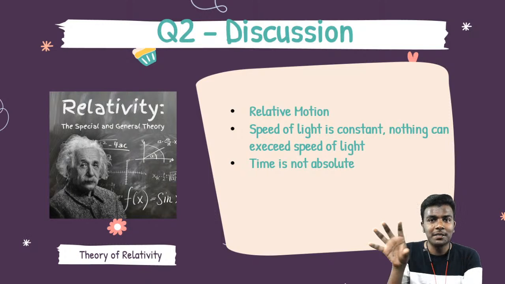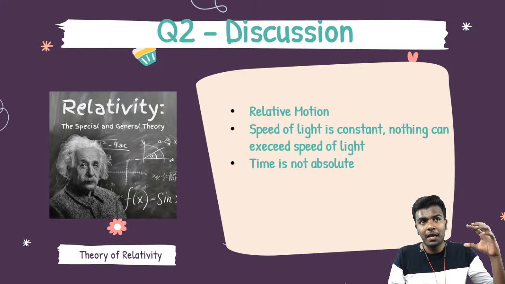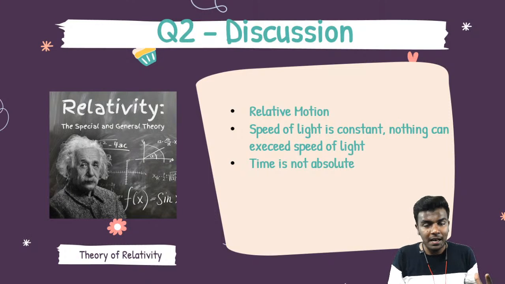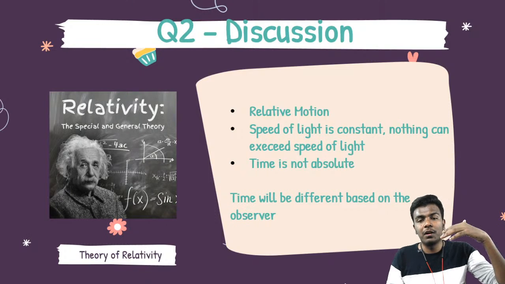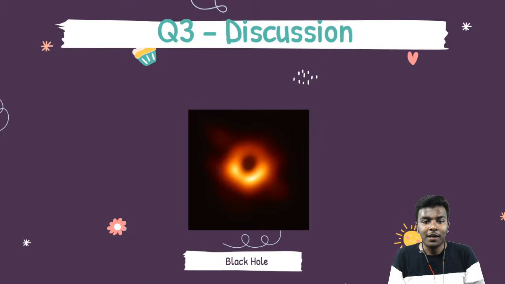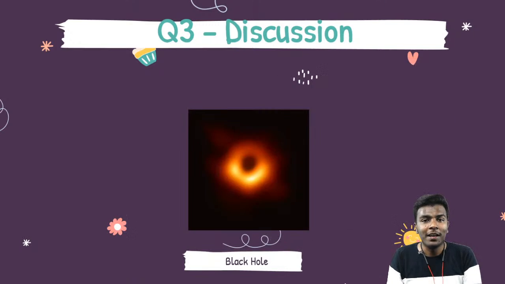So space and time are not different; space and time are going to be the same. But here, while talking about that kind of scenario, Albert Einstein discovered, or modified it, and told that time is not absolute. Time will be different based on the observer, like here on earth or in space. So that's about the theory of relativity. I hope we got some information about science today.